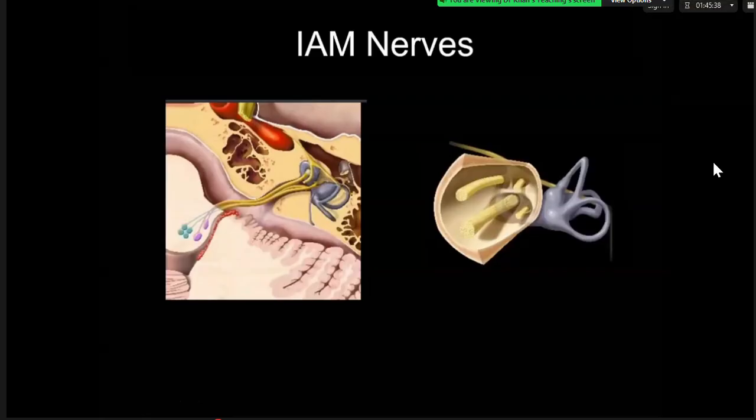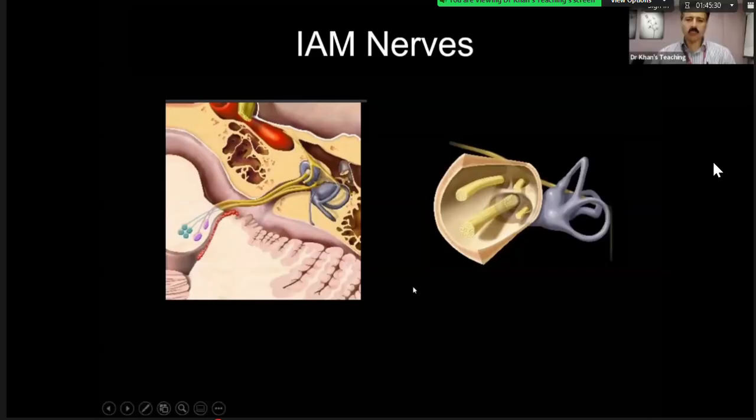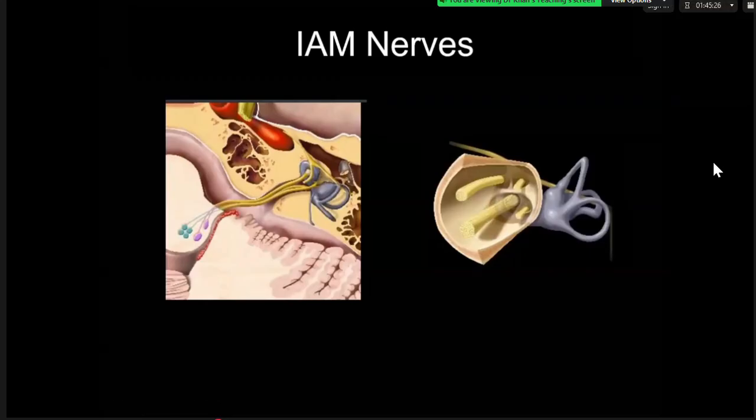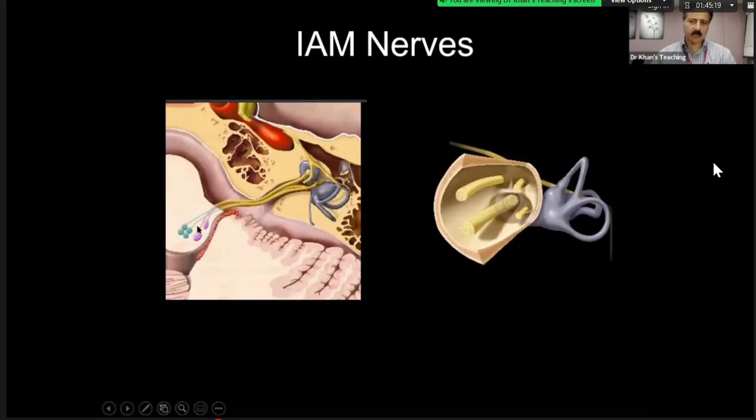Now, the anatomy of the IAM is extremely important for the exam. And I am also going to teach you this anatomy in the head and neck, where I'll teach you the temporal bone CT, which is extremely important. But having said that, here, if you see here, this is the pons.